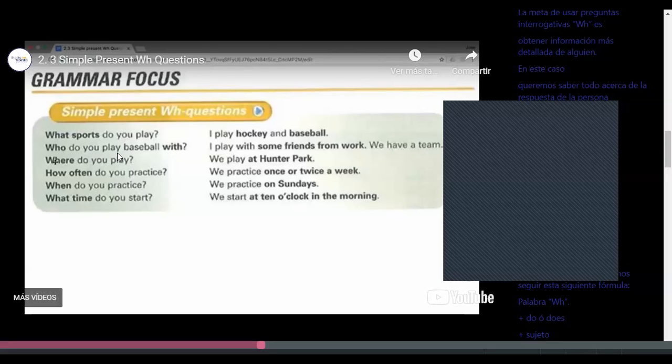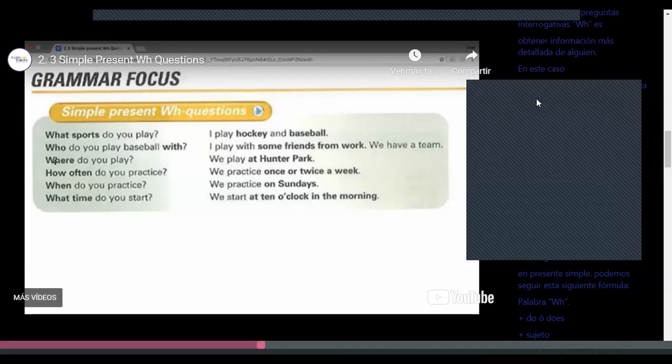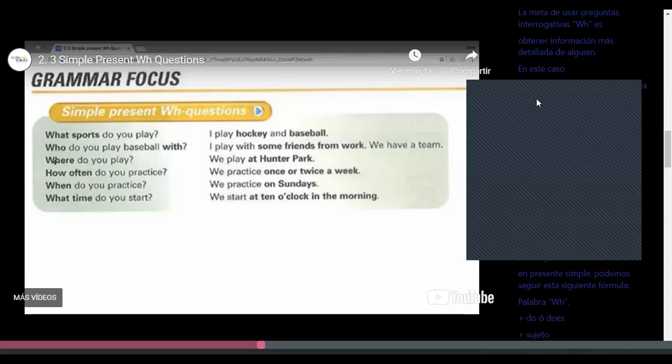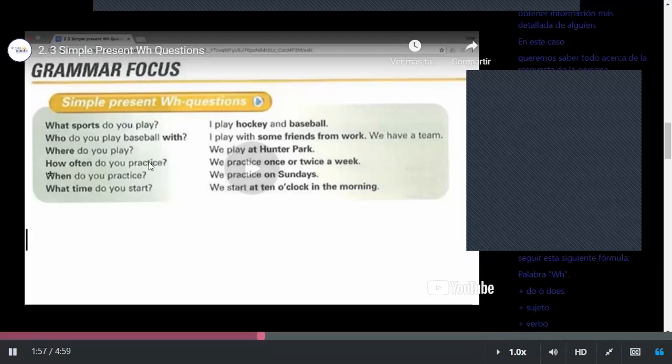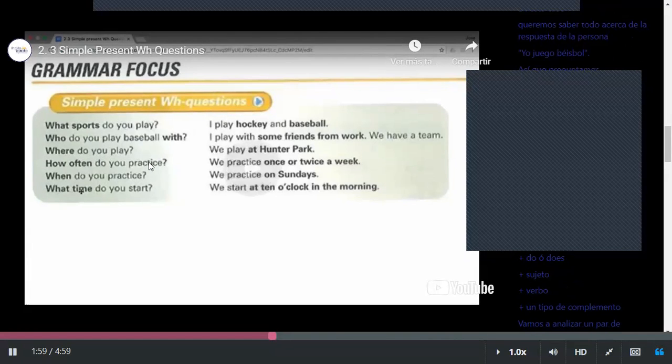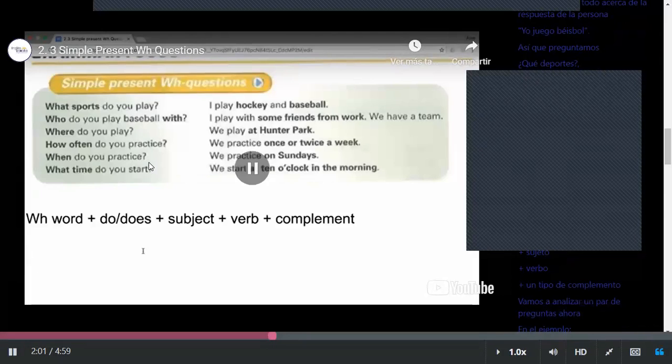Okay, who do you have the class with? I have my class with teacher Caleb, with my classmates. Okay. Where do you have your English class? In my house. Correct. I have my English class at home.